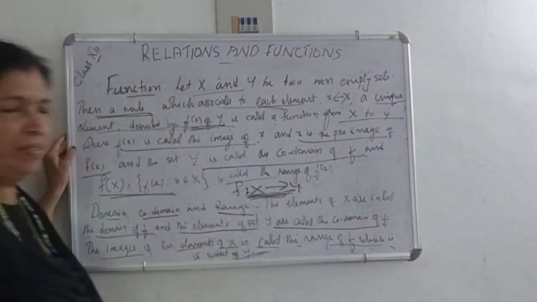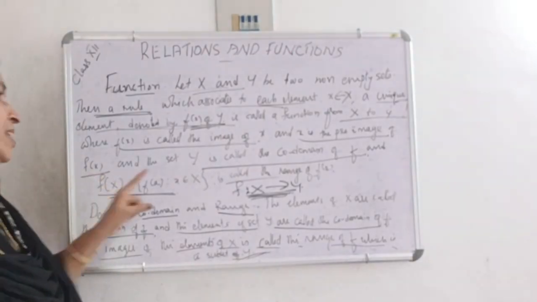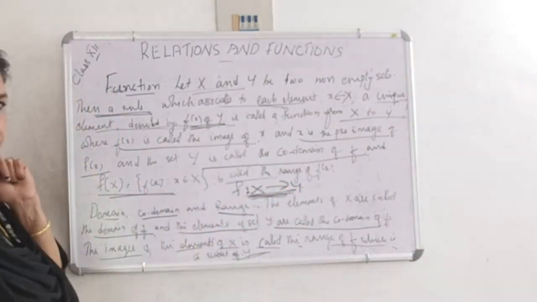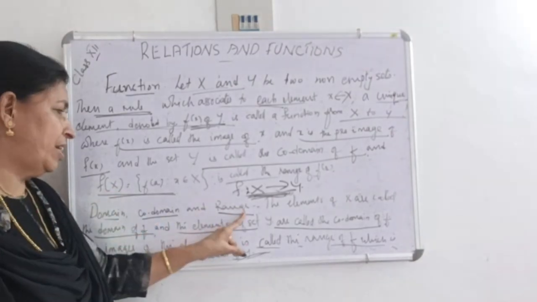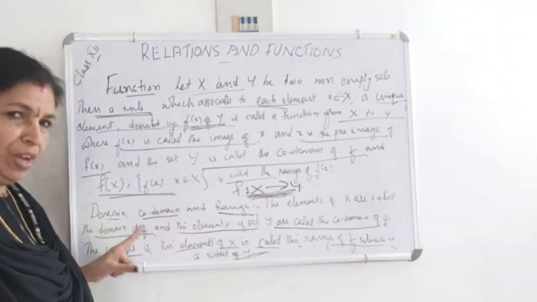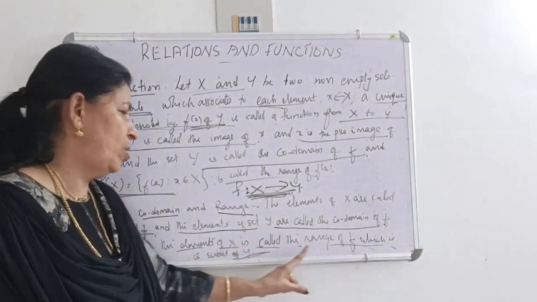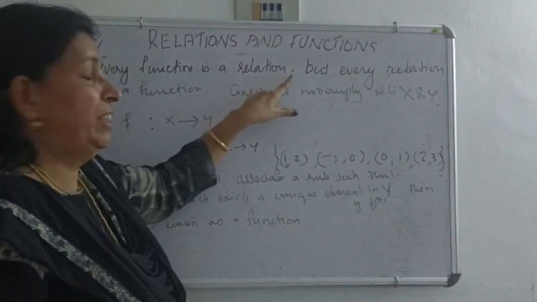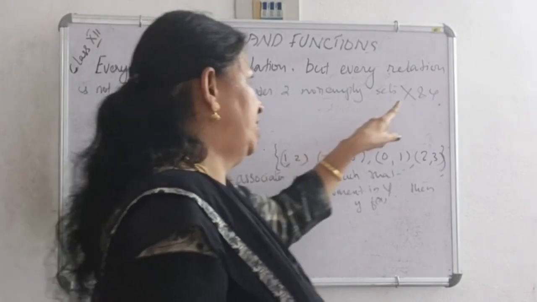F from X to Y is denoted by this symbol, where f(x) is called the image of x, x is called the pre-image of f(x), the set Y is called the codomain of f, and the set {f(x) : x an element of X} is called the range of f. Domain, codomain and range in detail: the elements of X are called the domain of f, the elements of set Y are called the codomain of f, and the images of elements of X are called the range of f. The range of f is always a subset of Y. Remember that every function is a relation, but every relation is not a function.